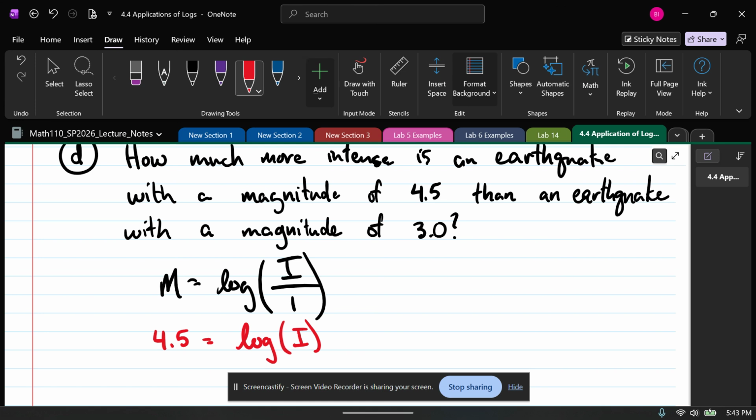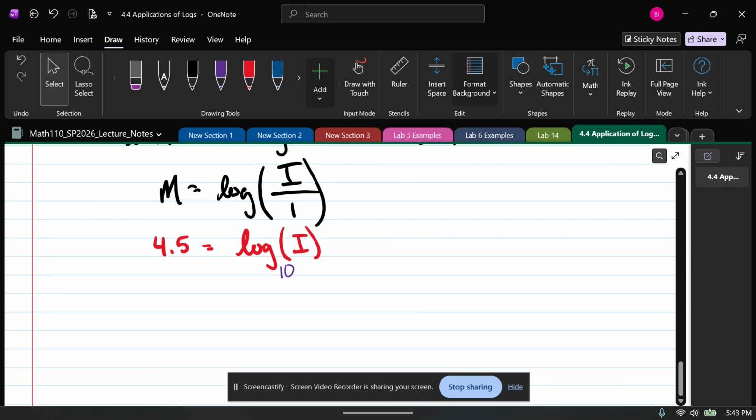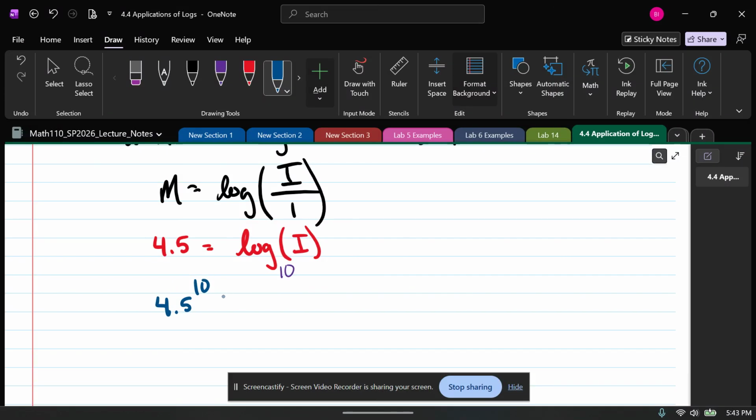What kind of log is that? When there's nothing written there, it's a log base 10. So this is almost the exact same thing as the pH. We're going to find that by, okay, 10 to the 4.5 power is equal to I. That's rewriting that as an exponential from a logarithm. Okay? That's a number.